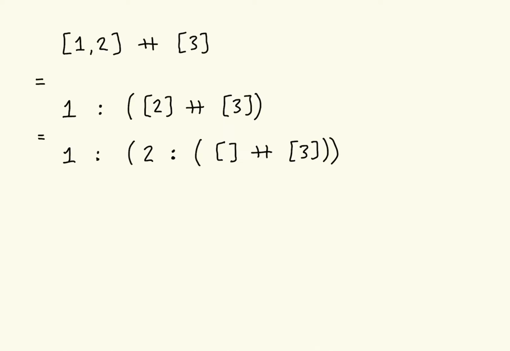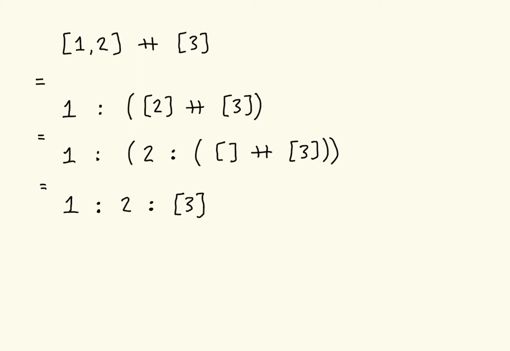And finally now, inside the brackets here, we have reached the point where the base case applies because we have the empty list appended to something. So if we apply the base case now, we're simply going to get the 1 and then the 2, and then we'll simply output the list 3.